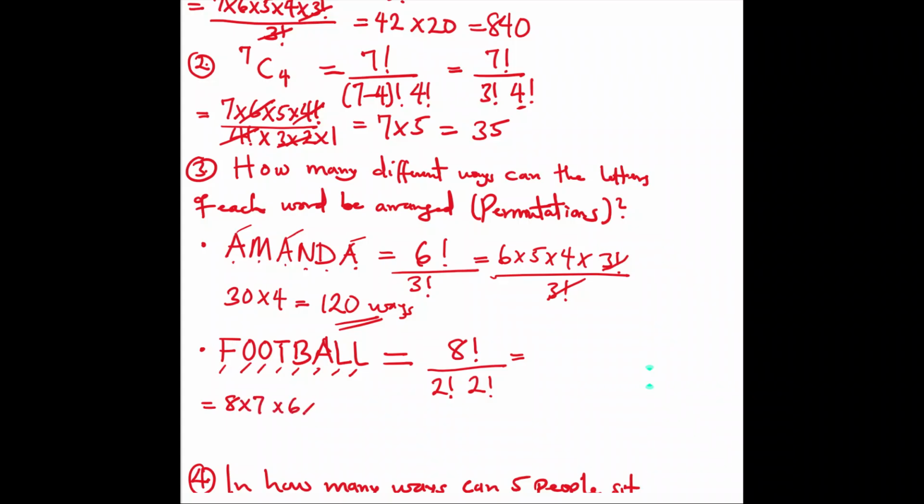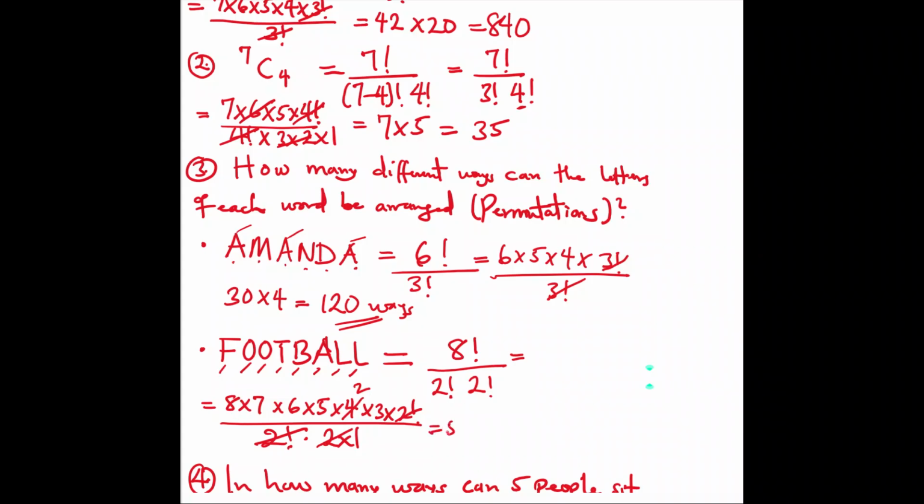So that's 8 times 7 times 6 times 5 times 4 times 3 times 2 factorial over 2 factorial times 2 times 1. So 2 factorial will cross out 2 factorial. 2 times 1, that's 2. 4 divided by 2 will give us 2.